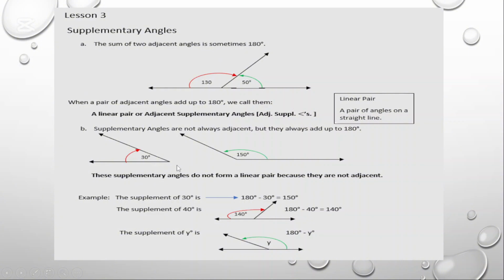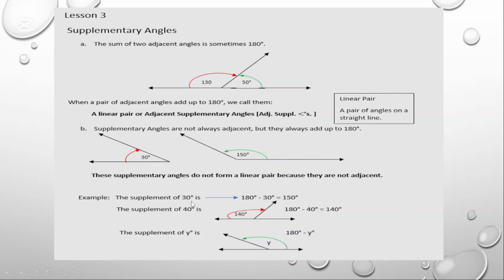Because we know the reasons now: no common vertex, no common side, not next to the common side. So these supplementary angles do not form a linear pair. They are also not a linear pair because they are not adjacent. So a linear pair must be a pair of adjacent supplementary angles.